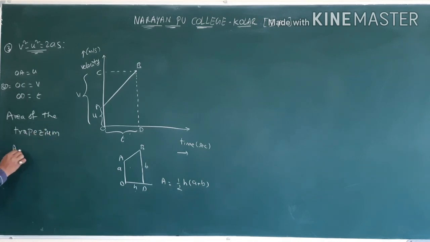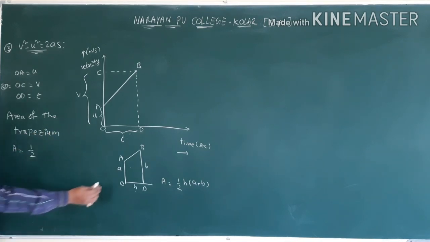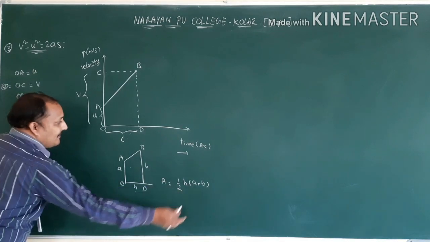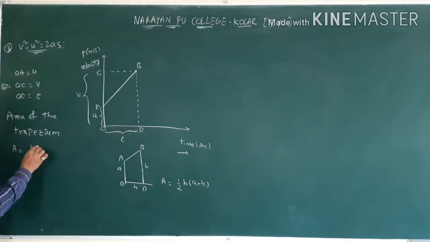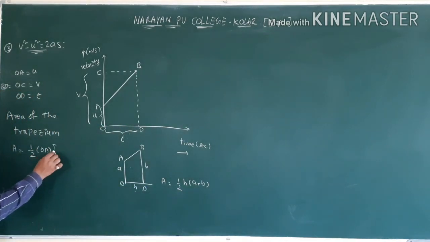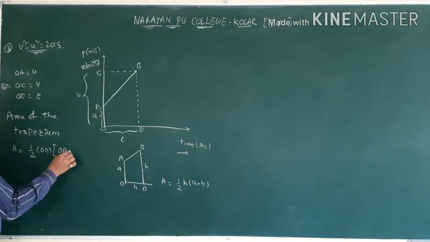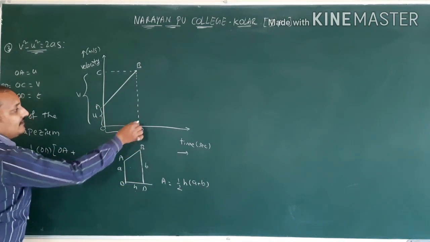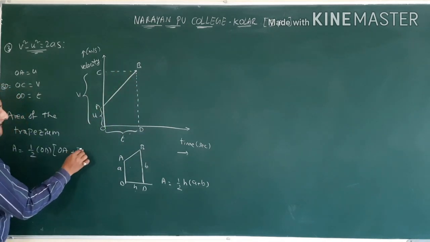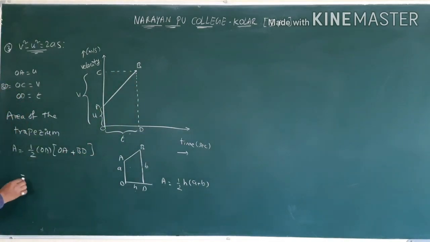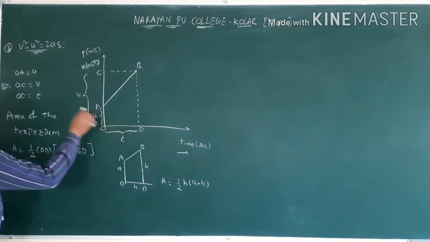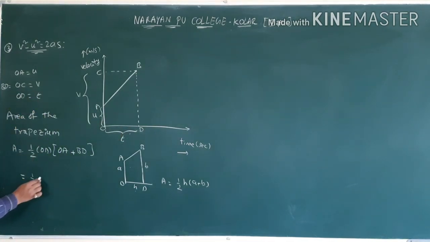Area of the trapezium is equal to, follow this formula, height into (A plus B). Height means here OD, into A plus B, where A means OA, and B is BD or DB. So from this, what is OD? OD is equal to T.